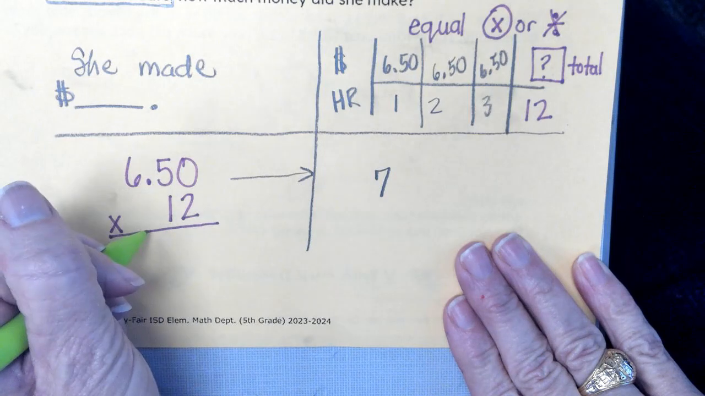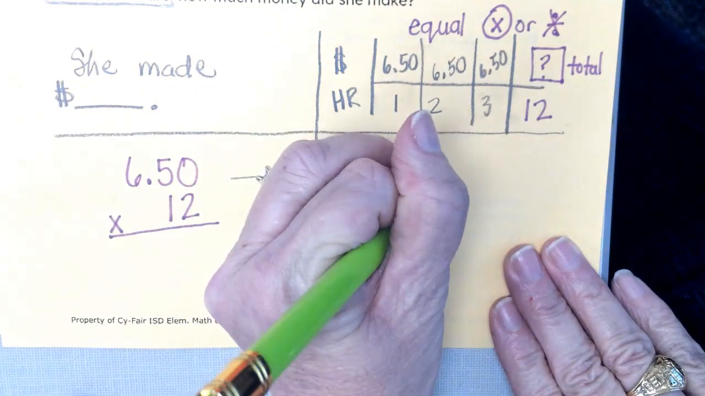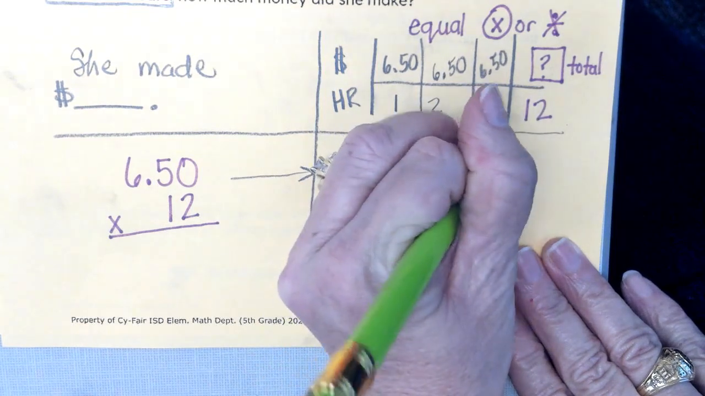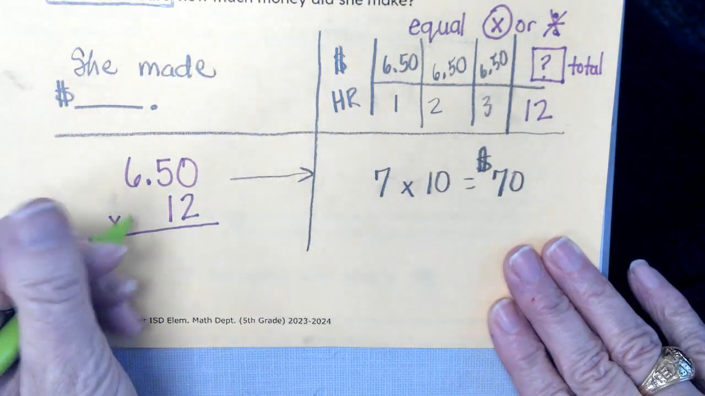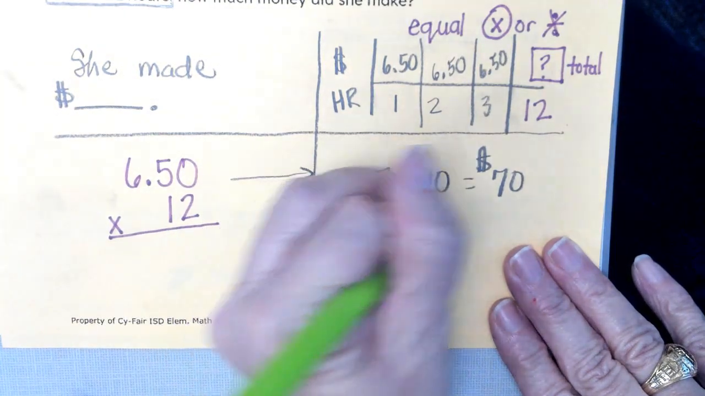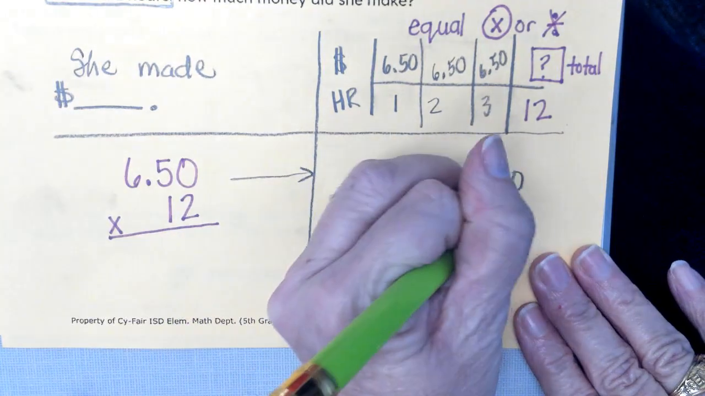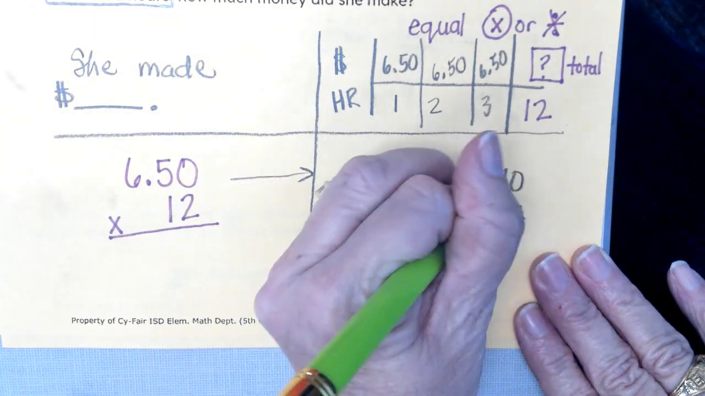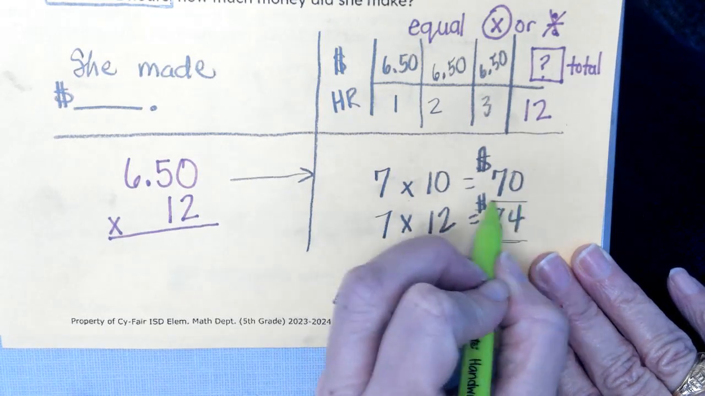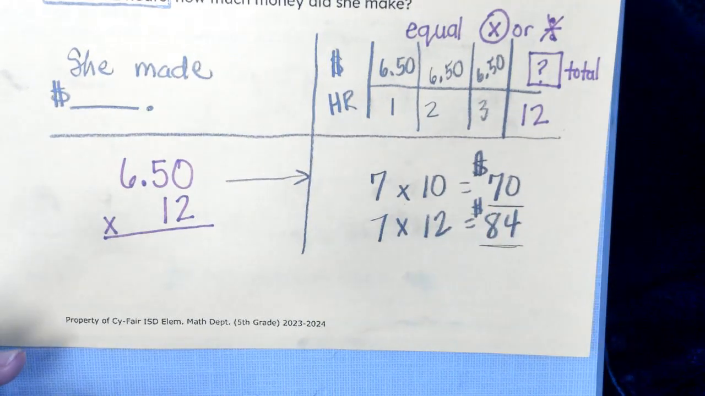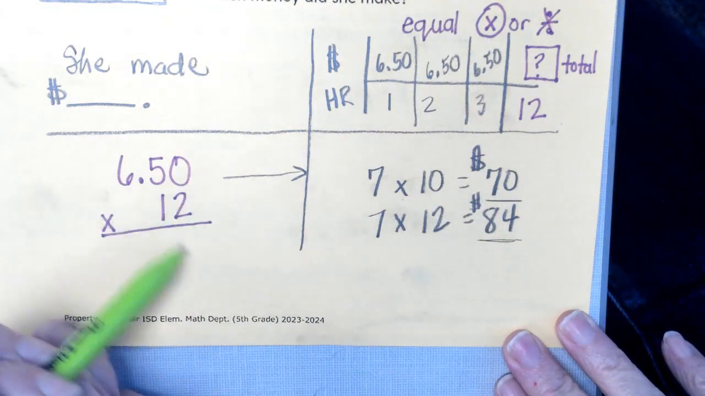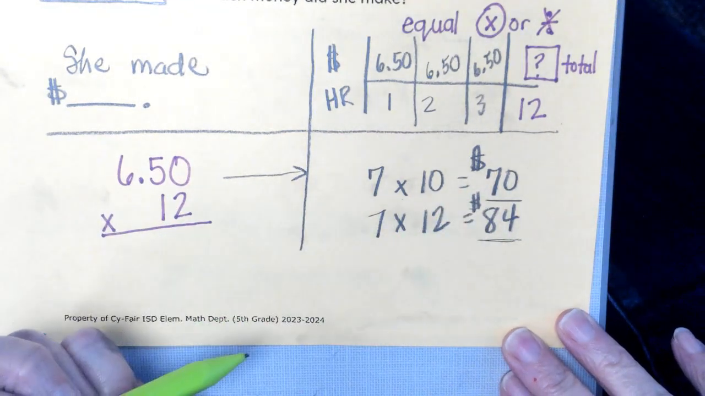And I can either multiply this by 10 because I know that's easy math. That's about $70. Or I could bump this up to 12, which would make that closer to $84. So I'm thinking that these two numbers right here are good estimates to use. All right, so my answer should be somewhere around $70 to $84.